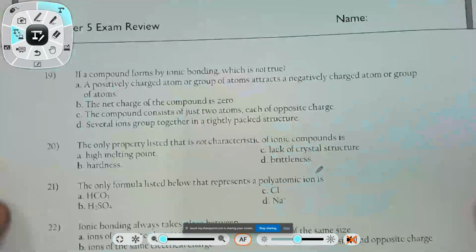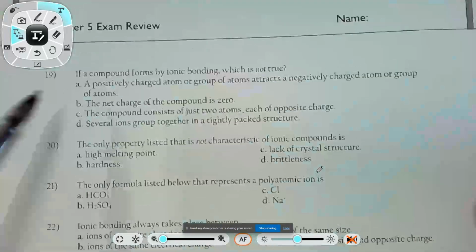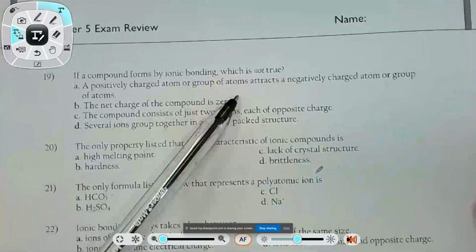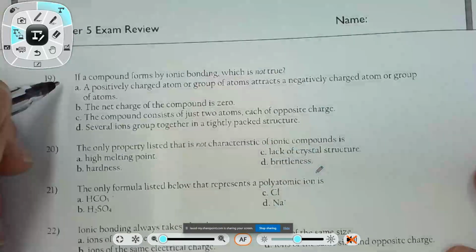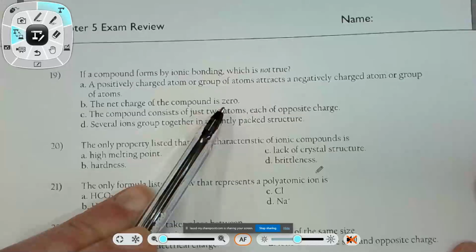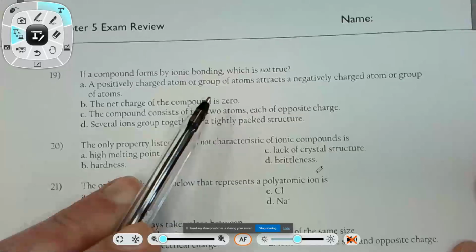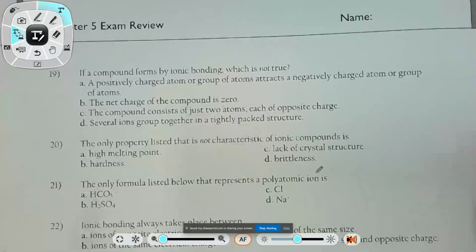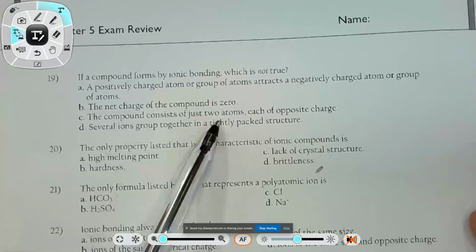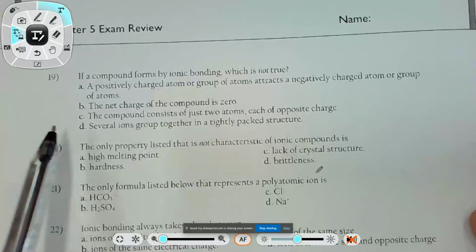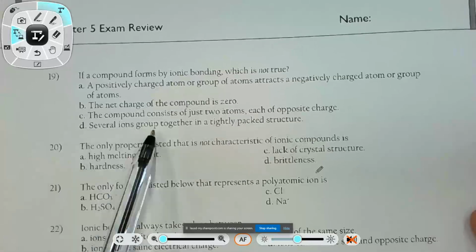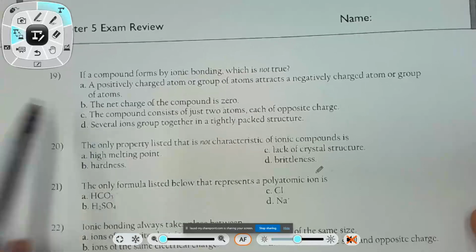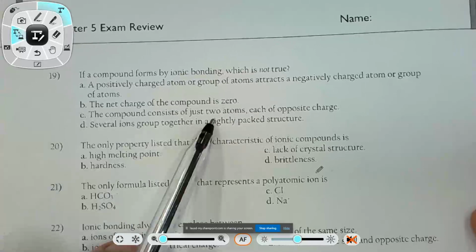Number 19. If a compound forms by ionic bonding, which is not true? A positively charged atom or a group of atoms attracts negatives. That is true, so that's not it. The net charge is 0. Again, we talked about this earlier: all ionic compounds form, they'll come together, and the ions will stick together until you get a 0 net charge, with all the positive and negative charges balanced. The compound consists of just 2 atoms, each of opposite charge. Could be. Several ions grouped together to form a tightly packed structure. So this is the answer here. This is not it, because ionic compounds can come in multiple arrangements.